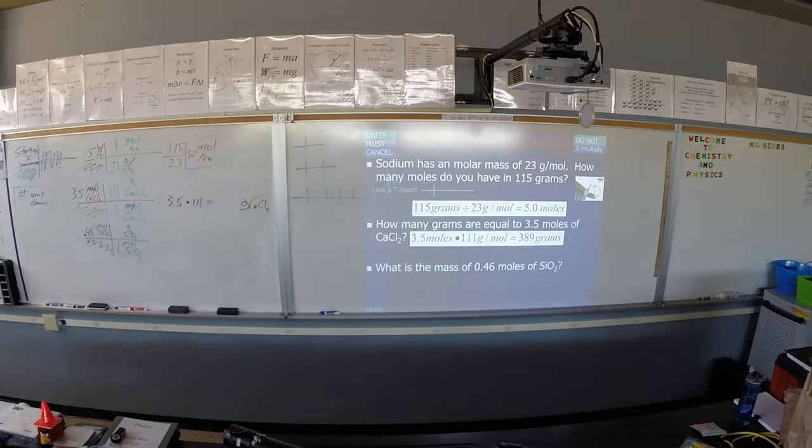Yep. But it's supposed to divide. And no, in this case, it's going to multiply, because moles is up top and moles is going to come down below. So our units are going to come down and our 60 is going to go in the top box. Then we're going to multiply across. Sometimes we multiply, sometimes we divide, depending on what we're looking for.